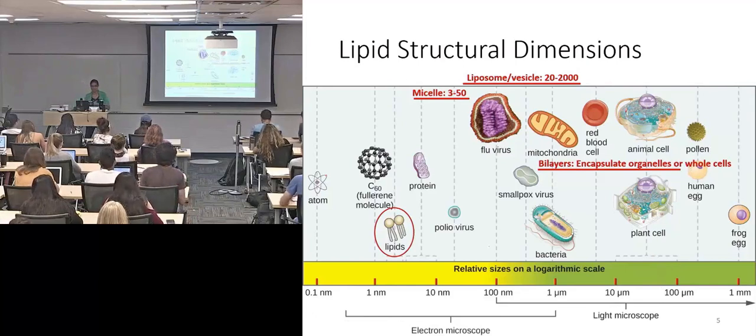I don't need you to memorize the exact numbers, but this is one of the key differences between these structures. And of course, you're not going to be able to make something big if you don't have enough lipids in solution for it to happen. So concentration will dictate what you can get.